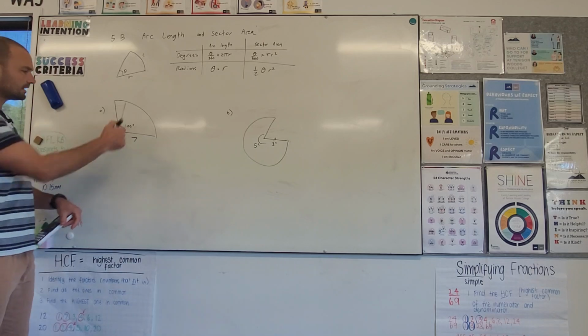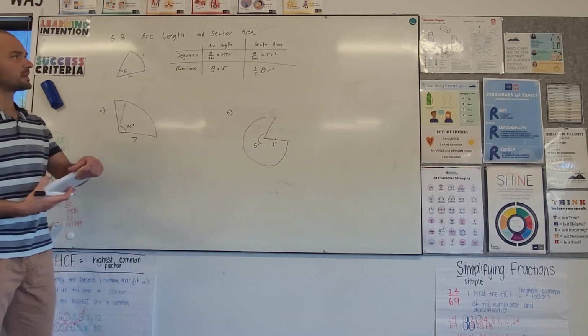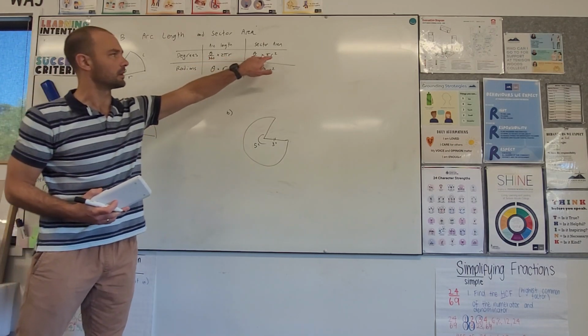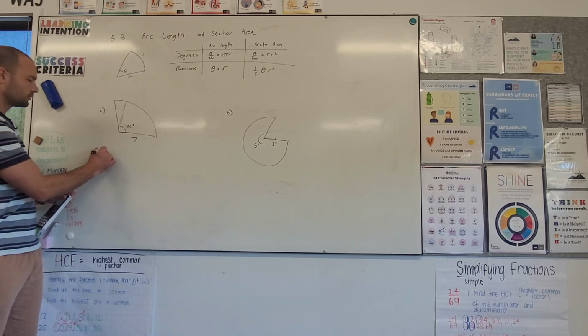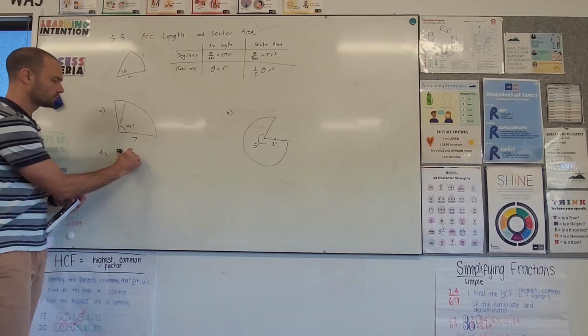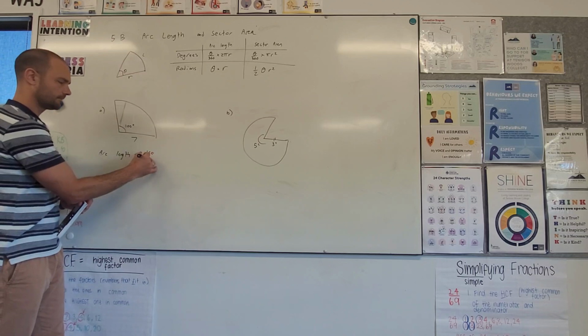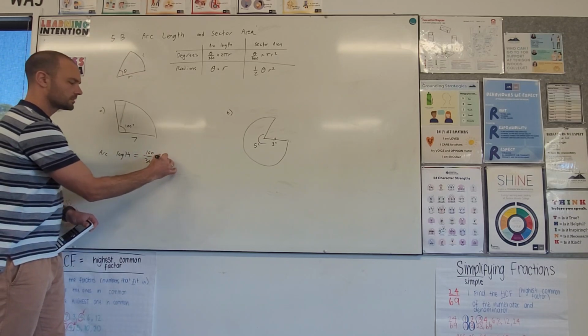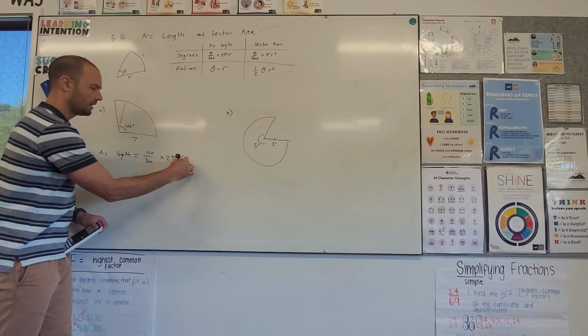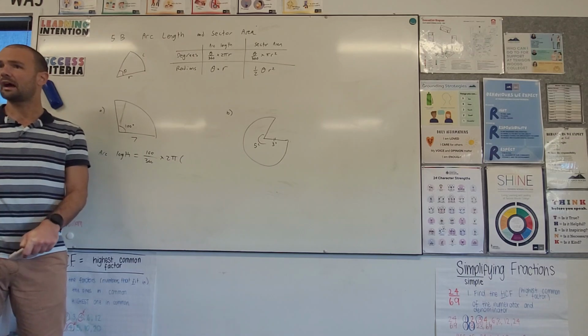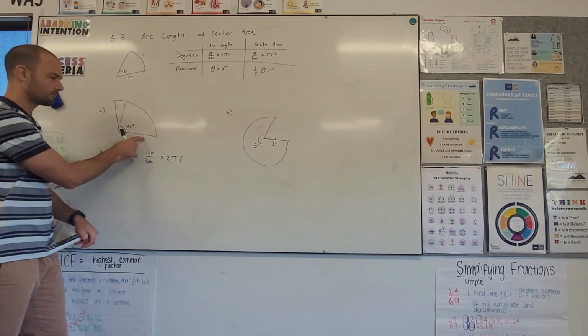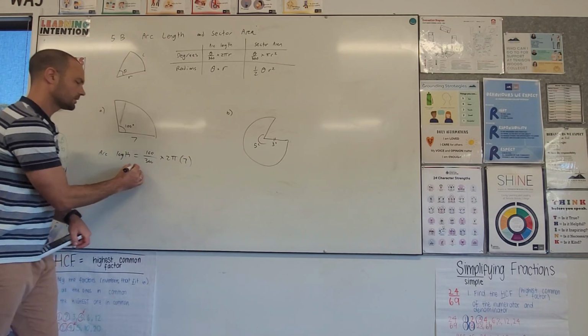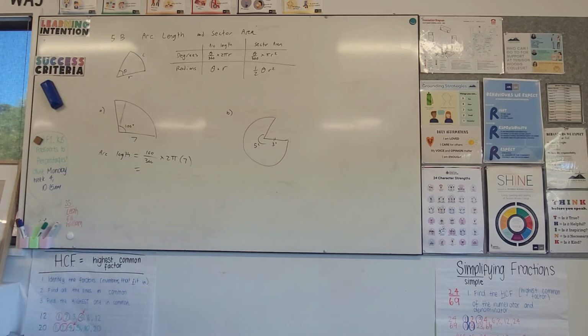So firstly here, it's in degrees, which means we're going to be using these 2 formulas, right? So firstly, let's do the arc length. So the arc length is equal to theta divided by 360 times 2 pi times r, where r is the radius, and in this case the radius is 7. So that's what we'll type into our calculator.